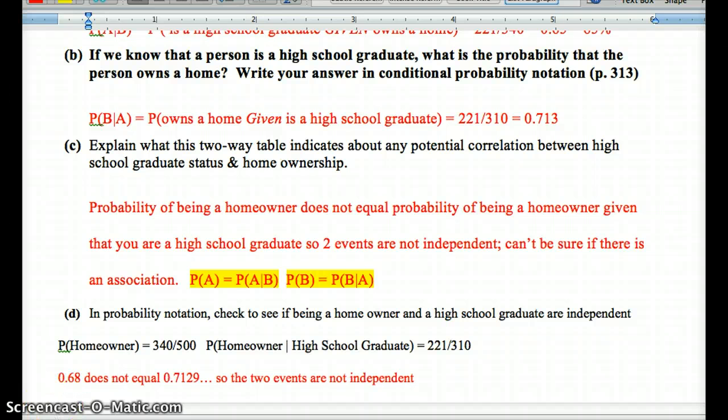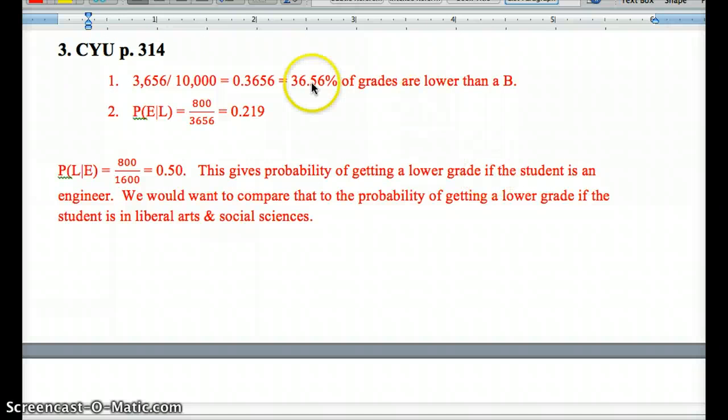Okay, go on to number 3. Pause the video here. You should be turning to page 314 to check your understanding. Complete that and then check your answer here. So, the probability in 1 they're talking about of grades that are lower than a B. So we know 3,656 out of 10,000 satisfy that, which equals 36.56%.